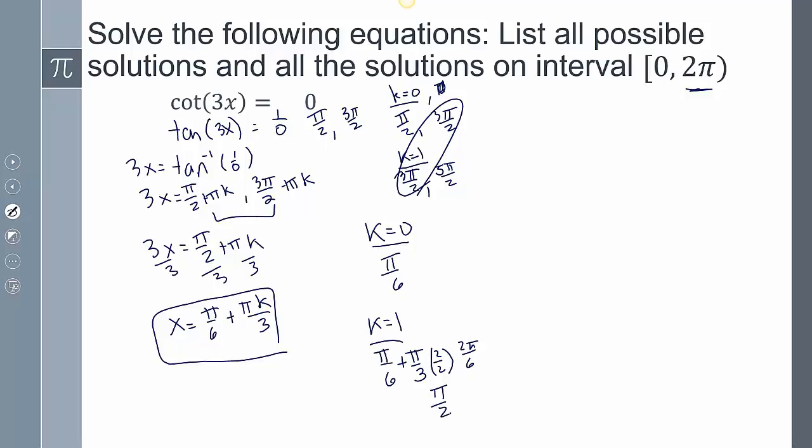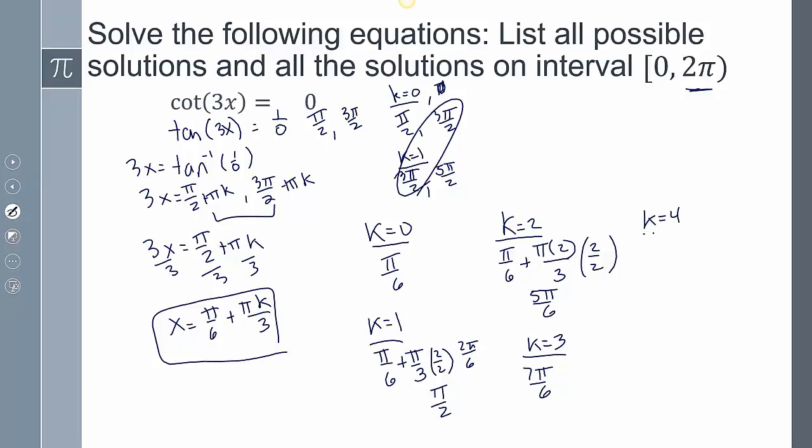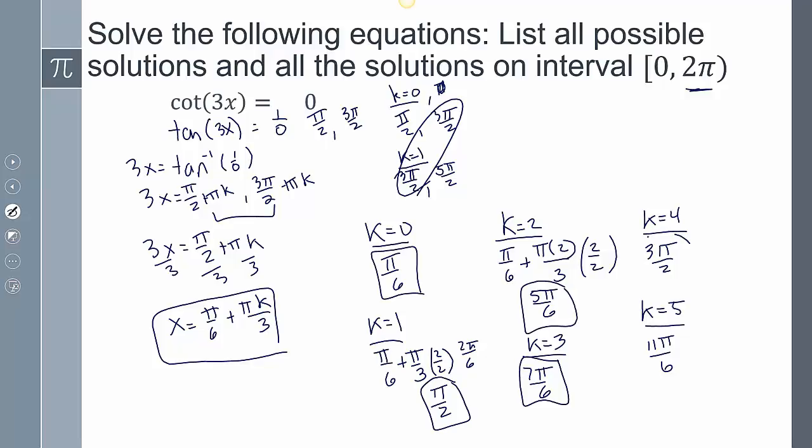And then if I plug in k equals 2, that's going to give me pi 6 plus pi times 2 over 3, so that's 4 plus 1, that's 5 pi 6. K equals 3 gives me 7 pi 6. If I plug in k equals 4, that's going to give me 3 pi halves. And if I plug in k equals 5, that's going to give me 11 pi 6. So those are all my values for x right here. You can write them out saying x equals this one, and this one, and this one, and you'll have your answers there.